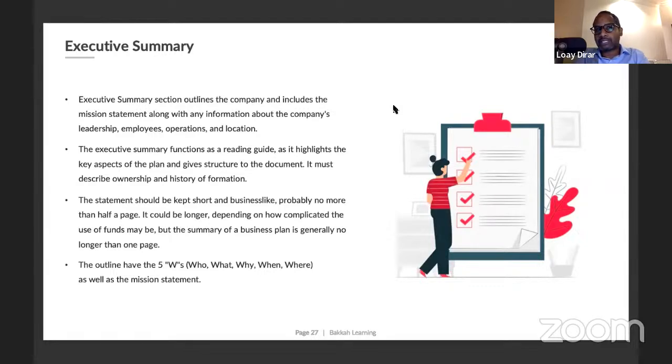And it's going to be part of the executive summary section in your business plan. And the outline must have the 5 W's. You must highlight the 5 W's: who are we and what we're going to develop, why we're going to develop it, when we're going to develop it, and where we're going to develop it, as well as the mission statement. So this is a very, very quick high-level view of the executive summary.